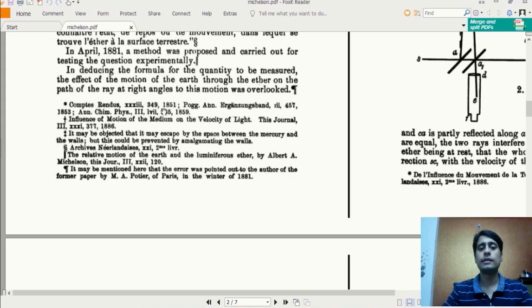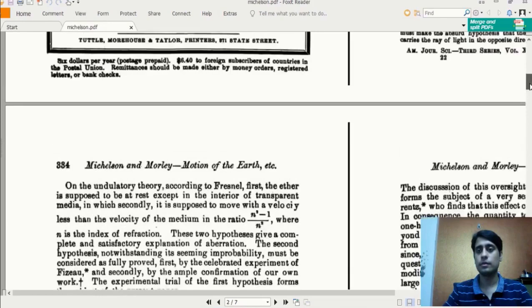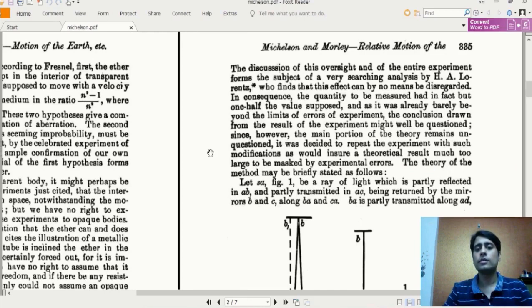So let's come to the next page. The discussion of this oversight of the entire experiment formed the subject of a very searching analysis by H. A. Lorentz, who finds that this effect can by no means be disregarded. That is, the motion of the light ray perpendicular to the motion of earth cannot be disregarded, and he suggested experimental ways to investigate this.